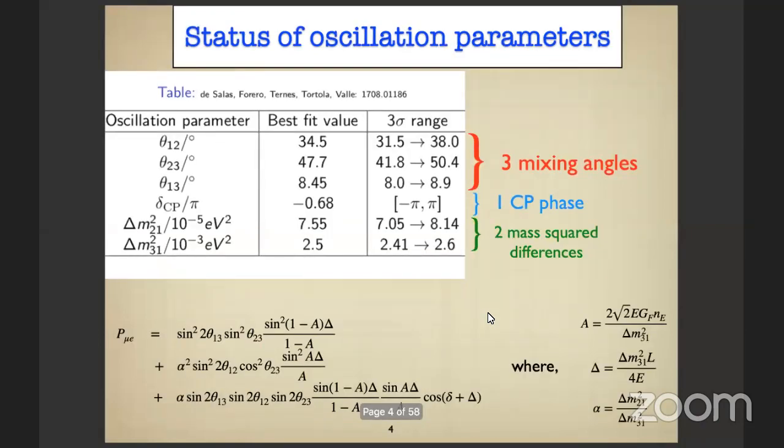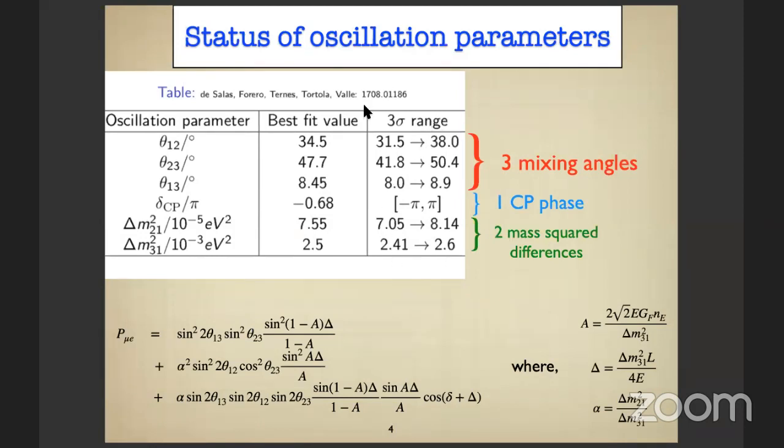Now I'll show the present status of these six neutrino oscillation parameters. There are various groups which do this global analysis and fitting of the best estimated values of these oscillation parameters. Here I'm showing such a fit by this Fourier group. Here you can see that the six oscillation parameters have their best estimated values in this second column and their relevant 3 sigma errors in this third column.